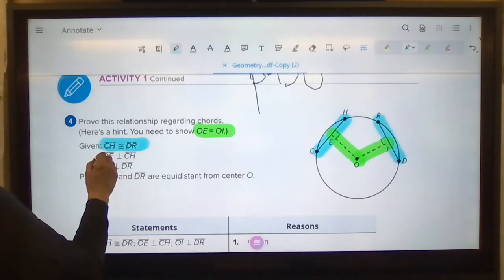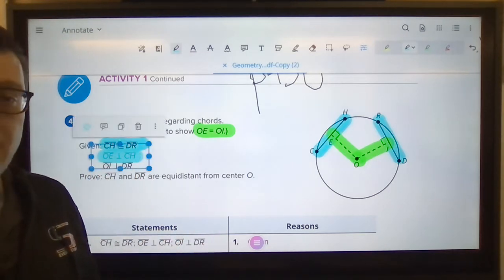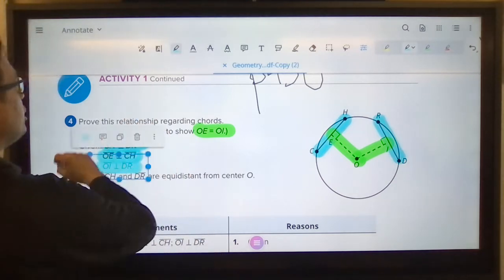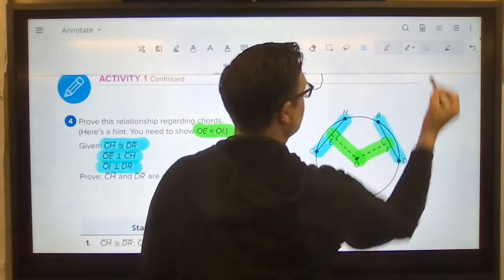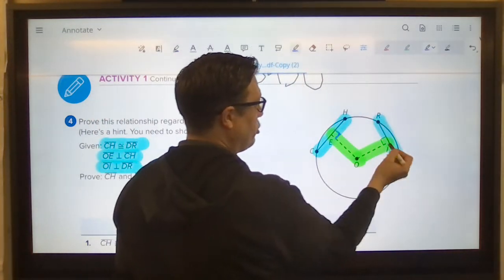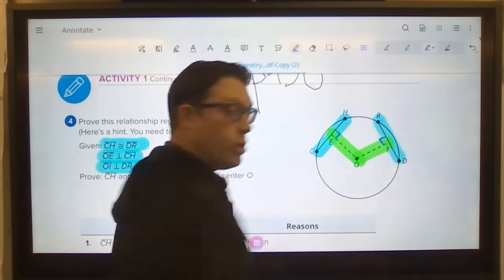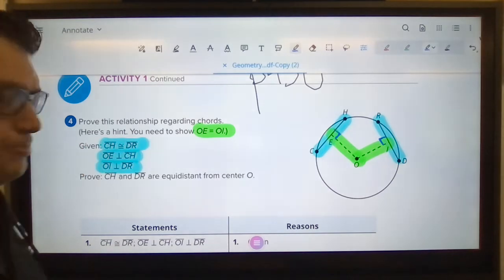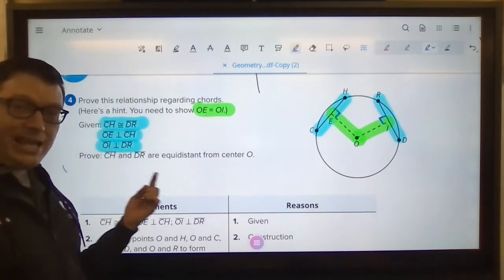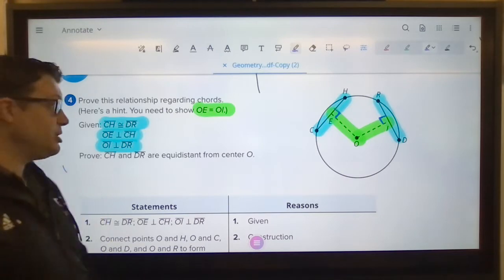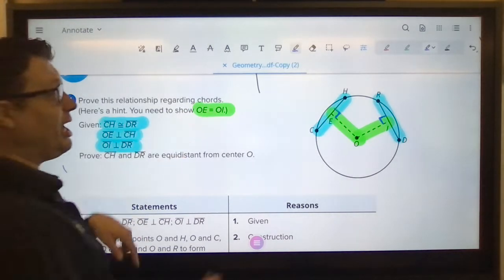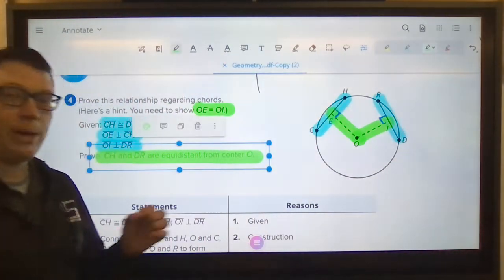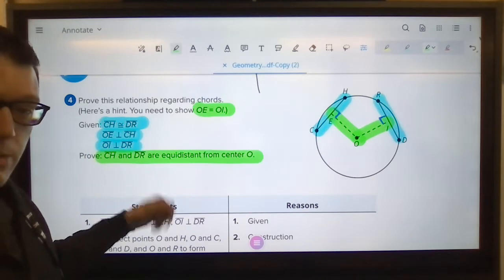So I'm going to highlight OE perpendicular to CH and OI perpendicular to DR, and that's actually showing up. Time for actually drawing in a little sketch right here. This is what they're talking about. That perpendicular box, the perpendicular box there and there, those two boxes are 90 degrees. It comes from these statements right here. Okay, let's prove CH and DR are equidistant from the center O, and that's where the green actually happens. So green is to show the proof. We better have at some point that statement come up.